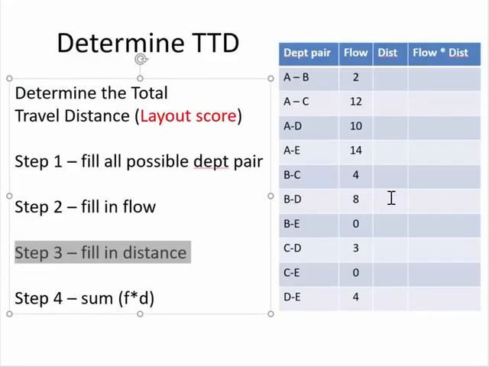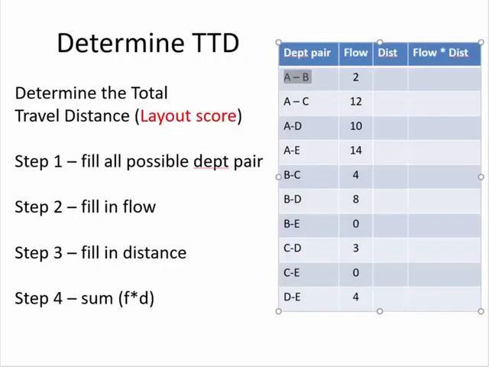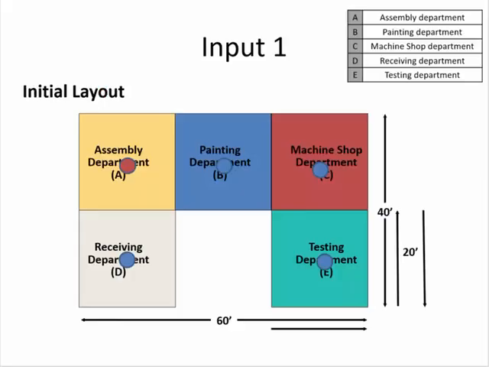The next step, step number 3, is to fill up the distance in the column. Now this is the most difficult part. Remember, as we discussed in the previous video, when you measure distance, it has to fulfill these three criteria. So what's the distance between department A and B? We go over to the initial layout, which is input to this total travel distance analysis. First, we put the center of the department here, represented by a circle. And then next, we draw lines connecting center to center at the shortest distance.